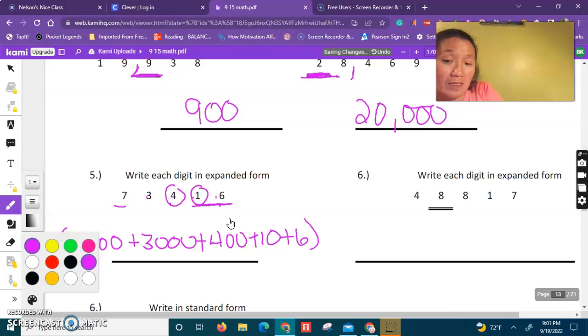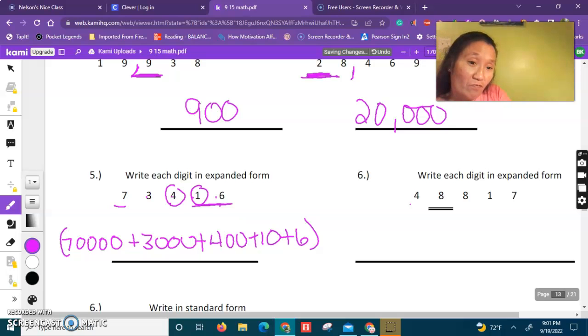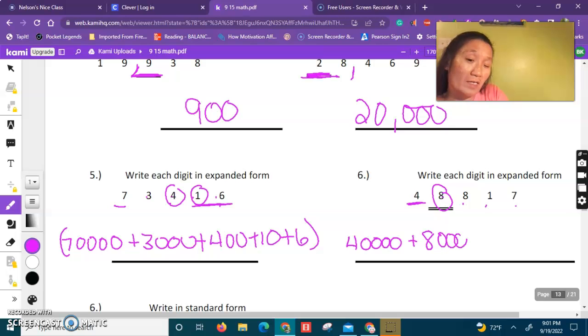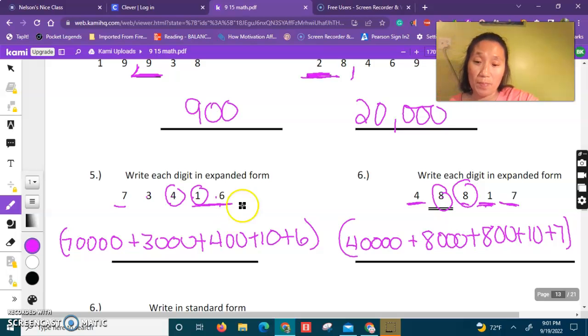Okay? We have the 4 with 1, 2, 3, 4 zeros behind it. So you have the 4 with 4 zeros behind it, plus the 8 with 3 zeros behind it, 1, 2, 3, plus the 8 with 2 zeros behind it, the 1 with 1 zero behind it, and the 7. And that's what that looks like in expanded form.